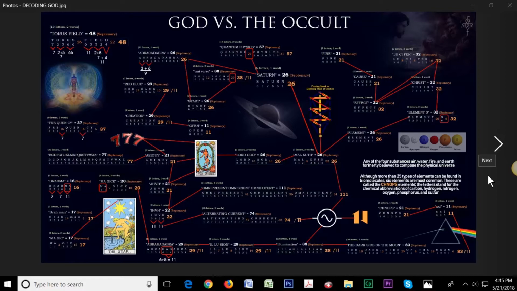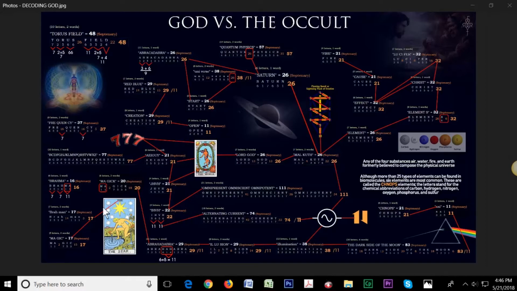This is Logan with Decode Your Reality, and today we're doing one on God and what God has to do with the occult, and all the occult aspects. Got a lot of material to cover here today. I got some quantum physics over here and what that has to do with God, what Torus Field has to do with the occult for that matter.